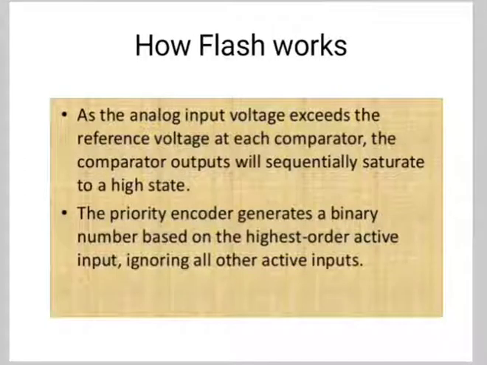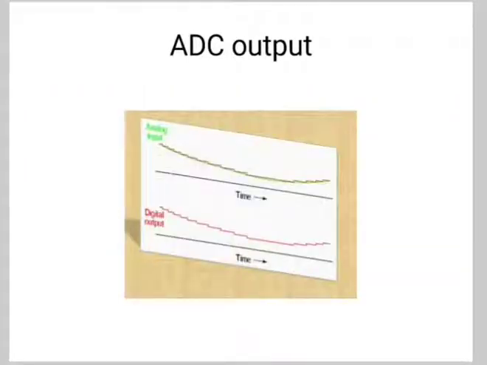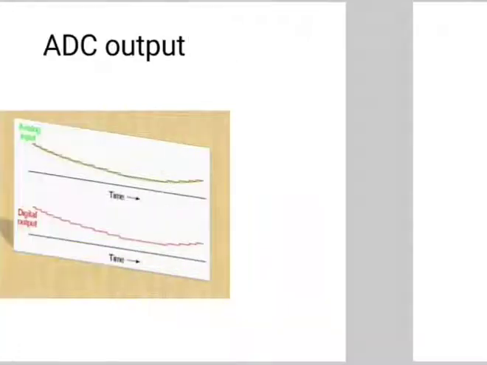Now, how does a flash ADC work? As the analog input voltage exceeds the reference voltage at each comparator, the comparator output will sequentially saturate to a high state. The priority encoder generates a binary number based on the highest order active input, ignoring all other active inputs. This diagram shows the ADC output. There are two graphs: one is the analog input and the second one is the digital output.